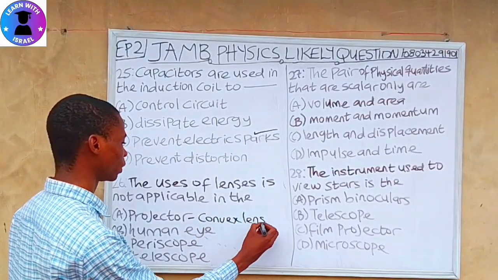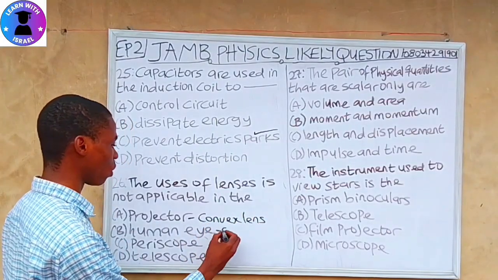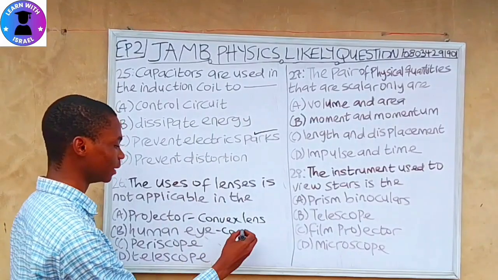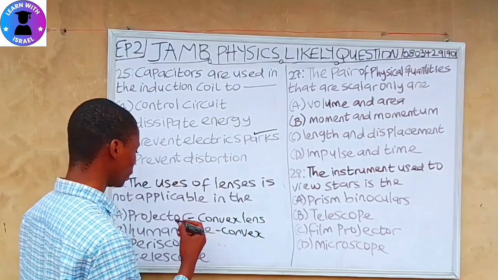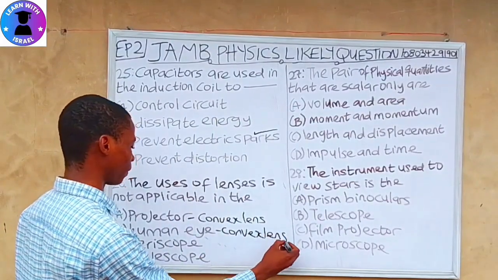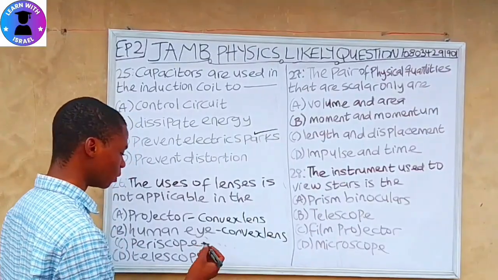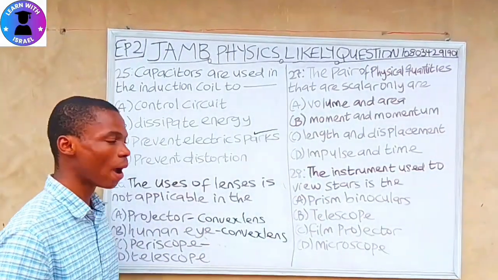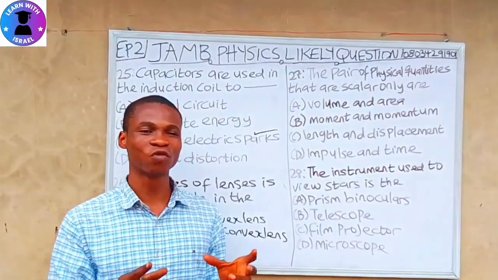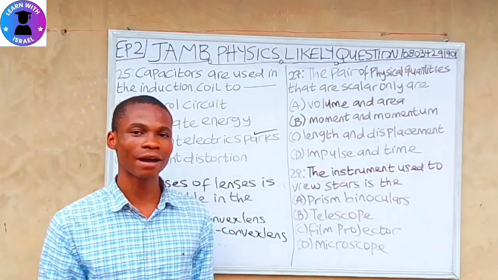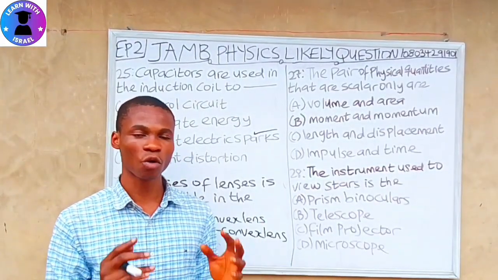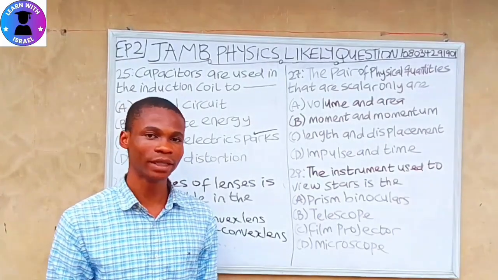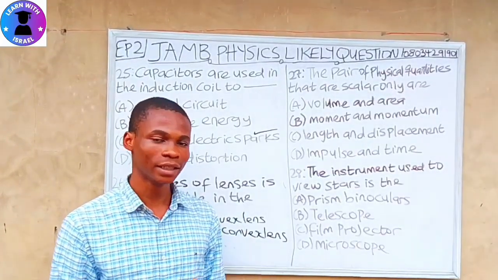Convex lenses for projector. For the human eye, it is also convex lenses. The use of lens is applicable to the human eye. And for periscope, no. The use of lenses is not applicable in the periscope. Periscope is used to focus or transmit images. It helps in transmitting image.